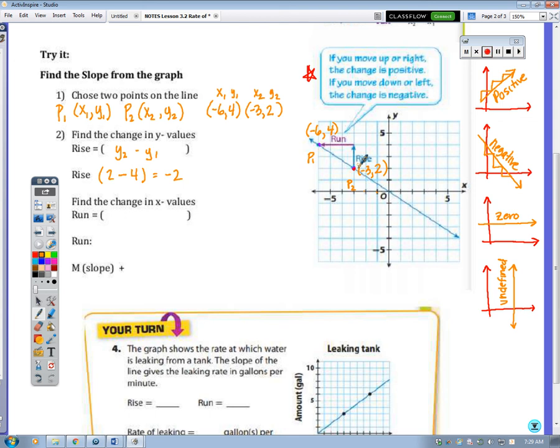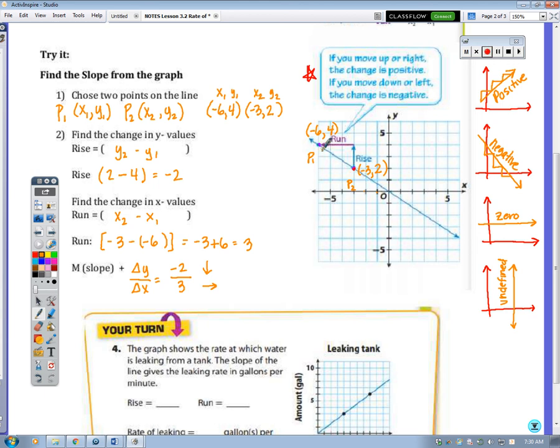And our run, which is our x values, we're going to take our x2 value minus our x1 value. x2 is -3 minus -6, and remember when you are subtracting a negative, you are actually adding, so this becomes -3 plus 6, which is 3, which makes sense because we are moving in a positive direction here. So we've got our change in y over our change in x, just like our rate of change, and that is going to be -2 over 3, which means we are moving down 2 and right 3 every time.